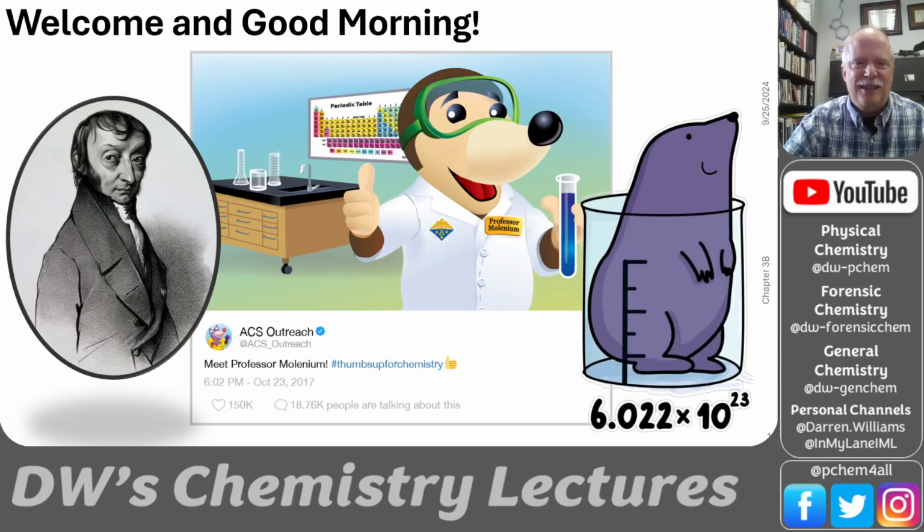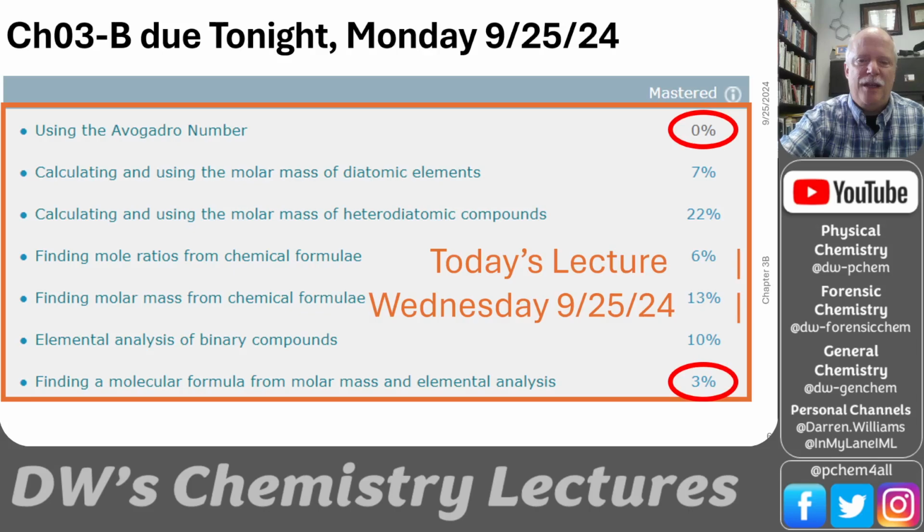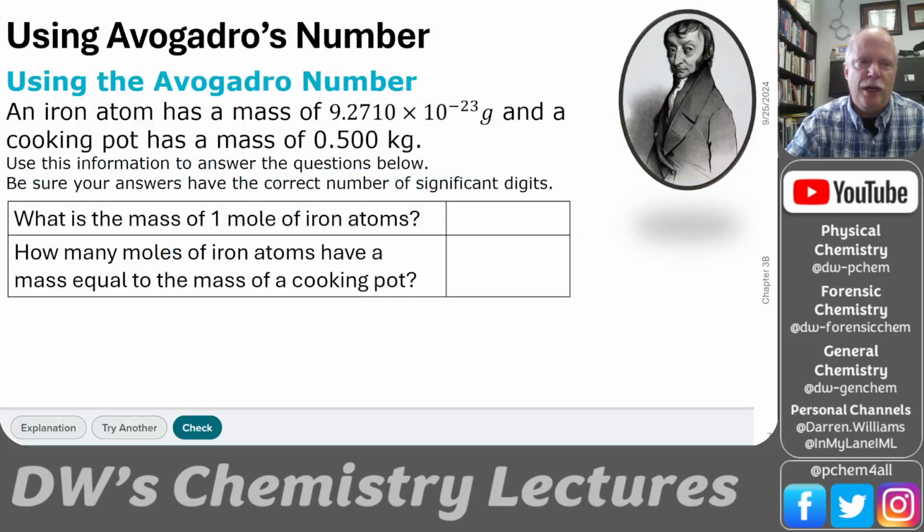Let's get into it. We're going to be talking today about the empirical formulas and molecular formulas that come from elemental analysis. This is kind of an involved problem, so we have some intermediate problems and some introductory problems. The first one is how to use Avogadro's number in terms of converting from moles to atoms or atoms to moles. So let's do a quick problem related to that one.